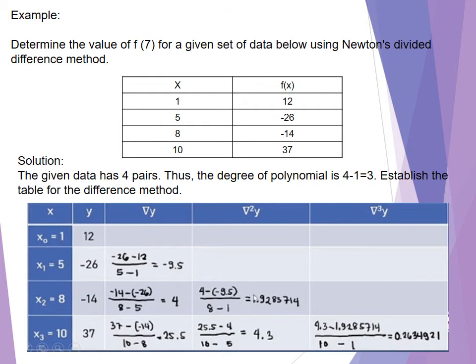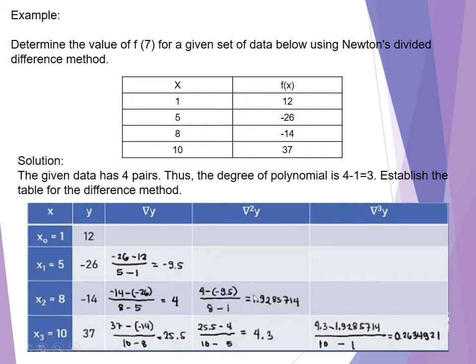The given data has four pairs, x and y: x of 0, x of 1, x of 2, and x of 3. The f of x is denoted or called as y. The given values for x are 1, 5, 8, 10, and for f of x or y are 12, negative 26, negative 14, positive 37.